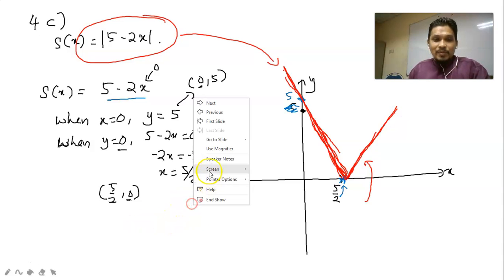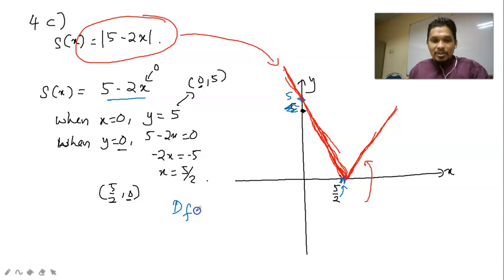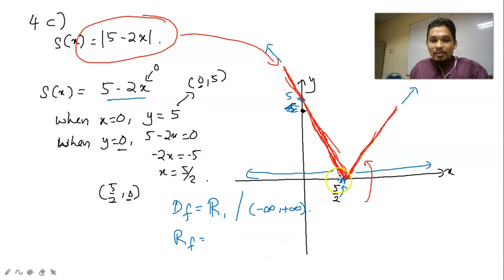So now what is the domain of this function? The domain of this function is all values of x, because the graph is unlimited. There's no end. So the domain is all real numbers, or we may also write this as negative infinity to positive infinity. And the range of this function, we refer to the y-axis. As you can see here, there is no graph below the x-axis, meaning there is no range for negative y. So the range is 0 to positive infinity.